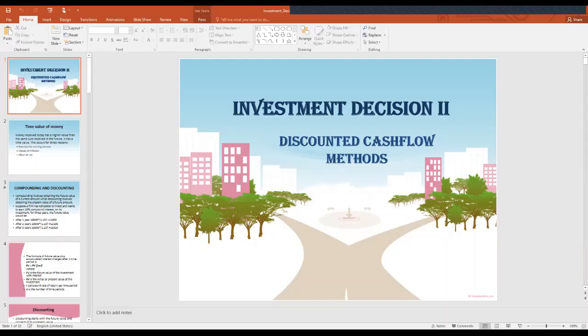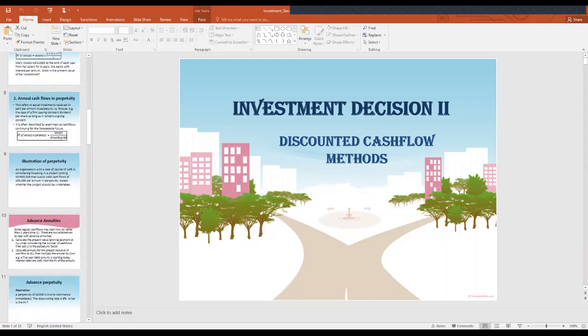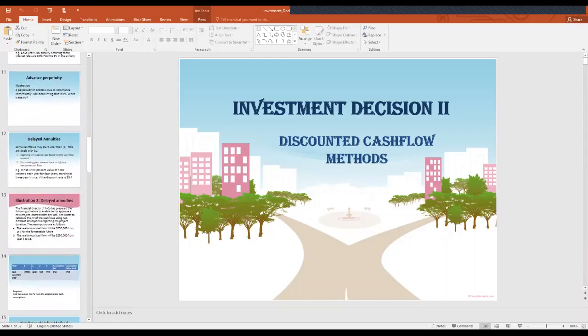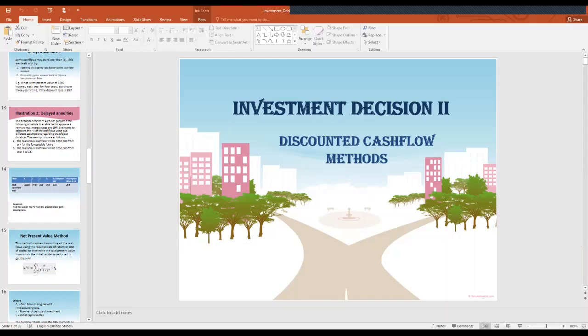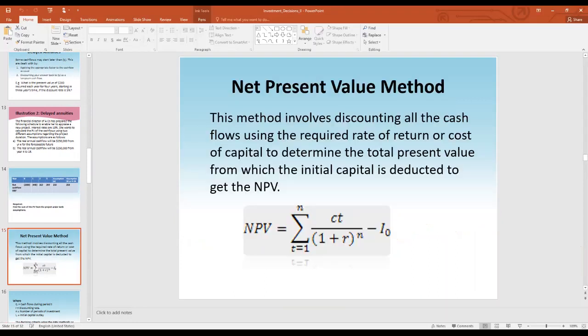Okay, the discounted cash flow techniques. As I said, when it comes to the discounted cash flow technique, we need to discount the cash flows back to year 0. You can use three methods: the NPV, the IRR, the internal rate of return, and the discounted payback period. Beginning with the first one, the net present value method, the NPV method.